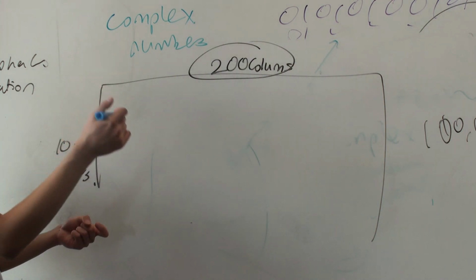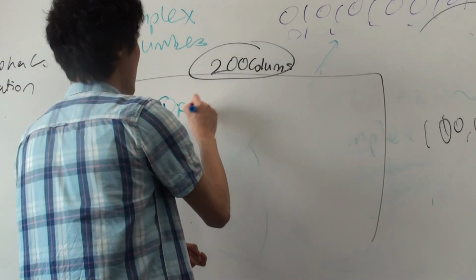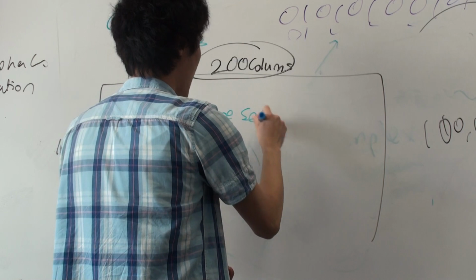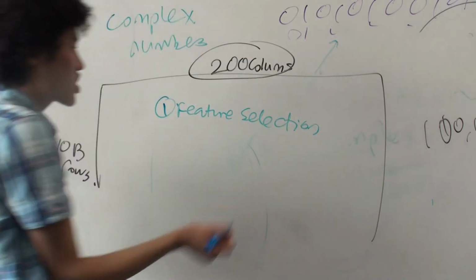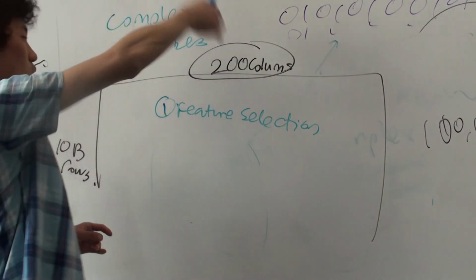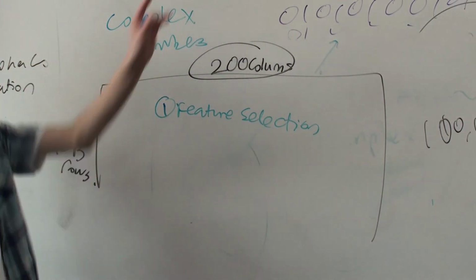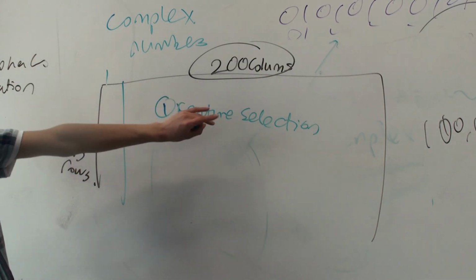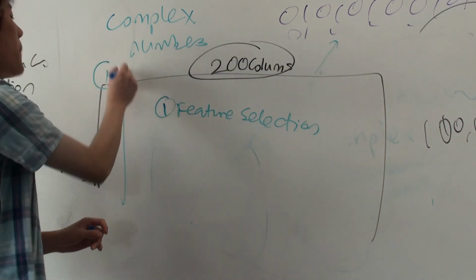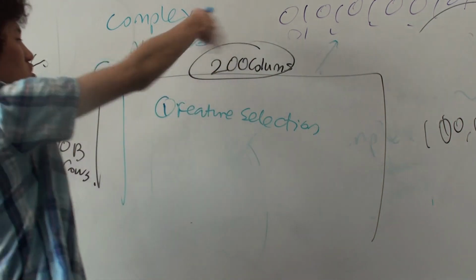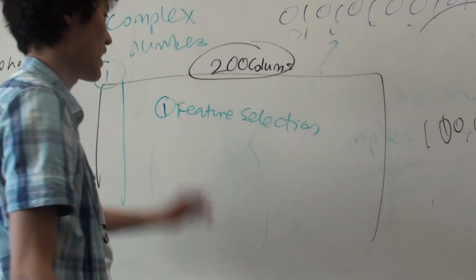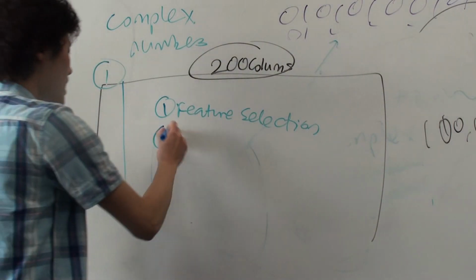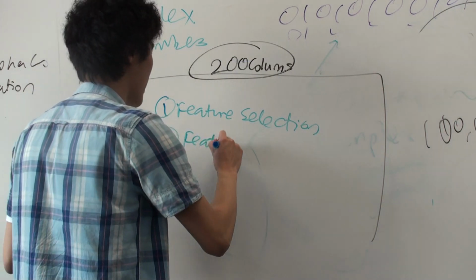In dimensionality reduction, the first one is called feature selection. Feature selection is trying to find the most important columns and just delete the rest. So let's say there's only one important column. You use a feature selection algorithm to select the best columns, so you don't have to check all 199 columns. Delete all of that.